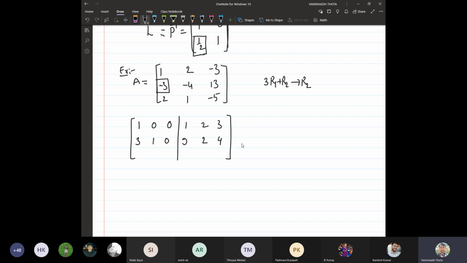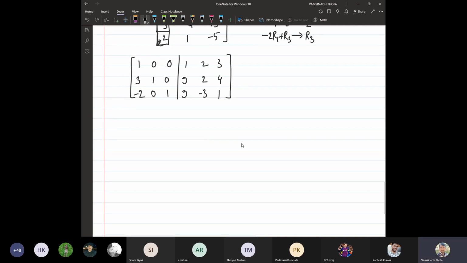Okay. Now R2. We need to make this entry also 0. Why? Because we need an upper triangular matrix. So it is not minus 2, it is plus 2 only. So we do minus 2 times R1 plus R3 replaces R3. Thus you will get 0 here. Minus 2 minus 2 plus 2, minus 4 plus 1 minus 3, minus 2 minus 3 plus 6 minus 5, 1. And exactly the same thing you need to do here also. Right?